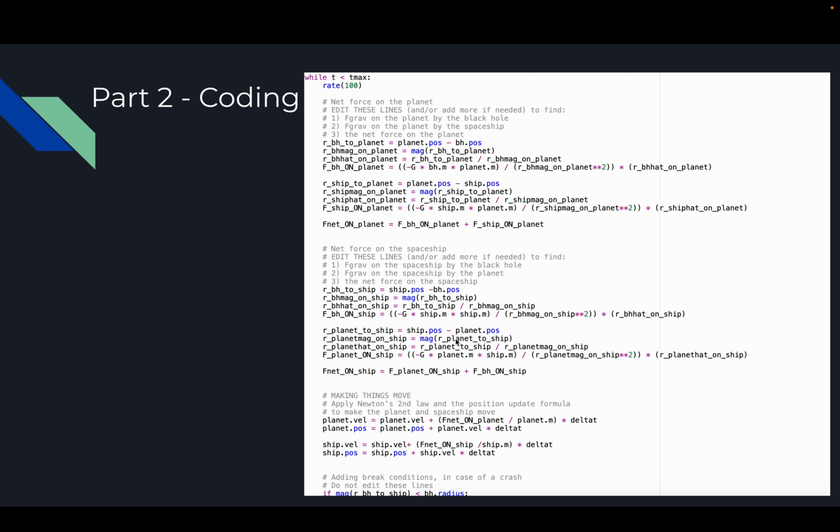Next, we have the coding part. And this is where we use the net force on the planet, and we use the gravitational force. So, for example, we tried to find r hat. We found the masses. We multiplied that in order to find the forces on the ship on the planet, the force of the black hole on the planet on the ship, and we used the force of gravity equation to do that. And then we also applied Newton's second law and the position update formula to make the planet and the ship move. We also use a velocity update formula for this too.